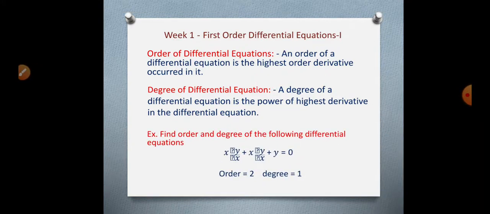Now let us take some examples so that we will get a clear concept of order and degree of a differential equation. So here, find the order and degree of the differential equation given here. x d square y by dx square plus x d square y by dx plus y is equal to 0. Just a slight confusion there. I will just write that differential equation.